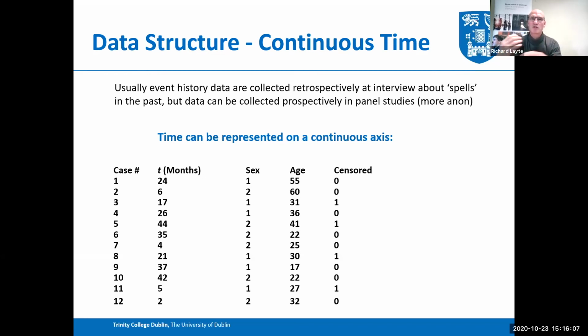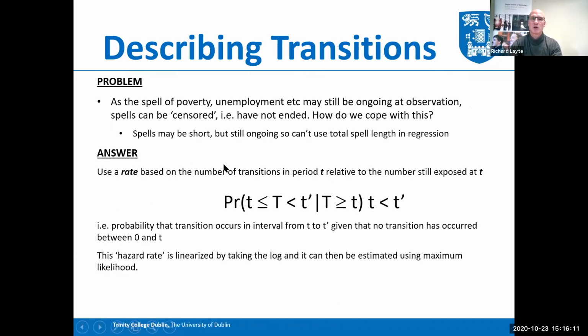So we've got to think of a different kind of analysis for this. And this is where event history modeling comes into its own. The problem is that the spell of poverty, whatever it is, may be ongoing; observations, spells, can be censored. So how are you going to cope with this?